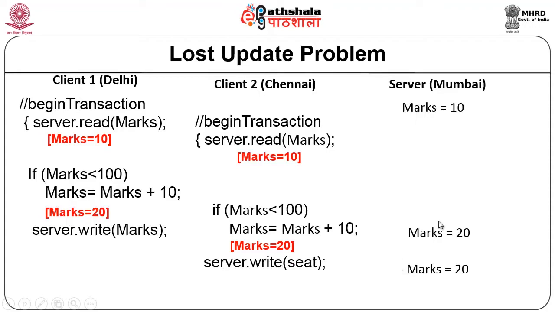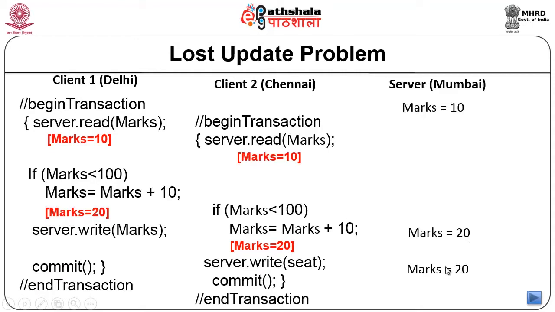So, it overrides the earlier 20 and it does not make any changes. Therefore, this is a wrong transaction. This is a lost update problem. So, the update by the earlier transaction is lost by the next update.